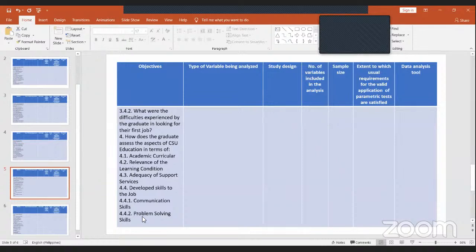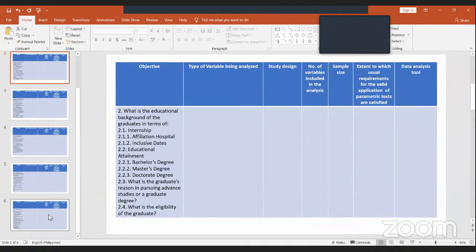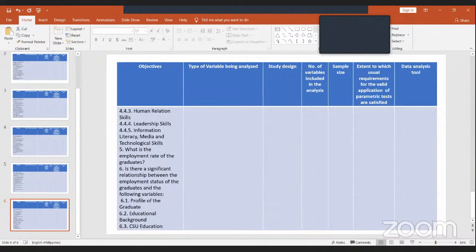May tanong po kami, ma'am. Dave, dun nga sa number, sa last slide. Ano yun? Dito po, ma'am, sa number 6 po, about sa significant relationship po, what data analysis tool po could we use so that we could get po the result po? Okay, I told you, this is just enumeration data.